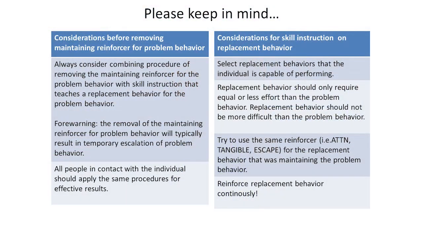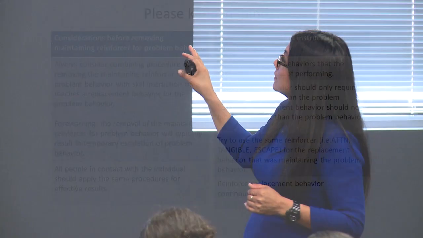Some considerations here before removing the maintaining reinforcer for the problem behavior, and then considerations for the skill instruction on the replacement behavior. So one of the things here, especially with the replacement behaviors, you're going to select replacement behaviors that the individual is capable of performing. Replacement behavior should only require equal or less effort than the problem behavior. That's what I spoke to about. It needs to be just as easy, if not easier, than them engaging in their problem behavior, whatever that replacement behavior is going to be. That's what we call functional equivalency.